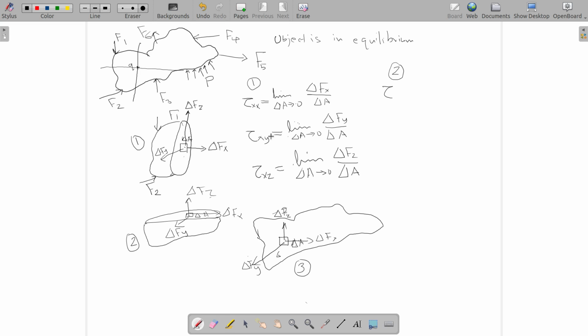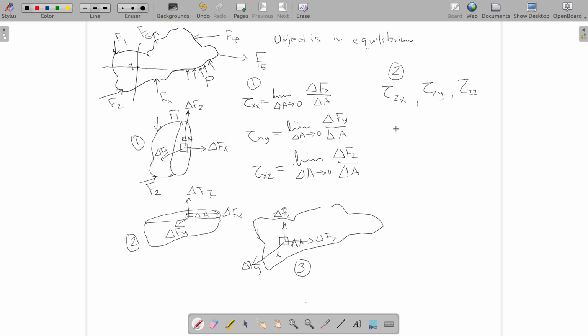Anyone? It represents the area of cut, right? The direction. So the first cut was perpendicular to the x-axis, hence x everywhere. The second case is perpendicular to the z-axis, so z everywhere. I can define tau zx, tau zy, and tau zz, just the way I have defined here. Similar equation: tau zx will be limit delta a tends to 0, delta f x by delta a.